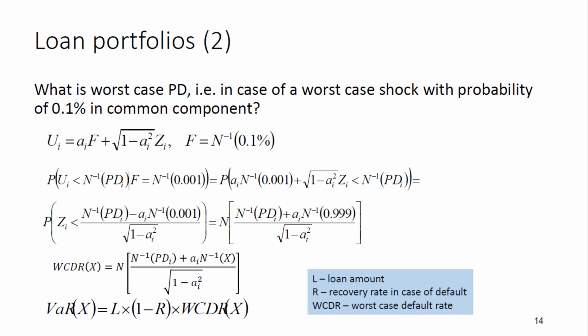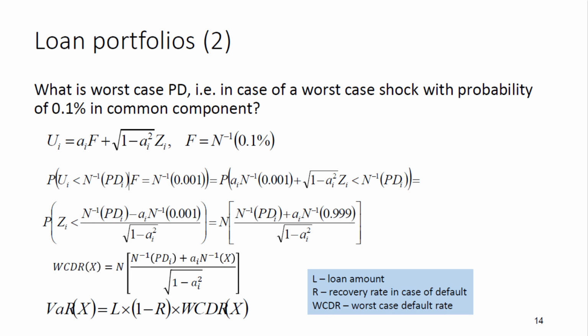And then it's calculated using the cumulative standard normal distribution function. In there is the inverse of the cumulative standard normal distribution function evaluated in the PD. There is a sensitivity for the common factor of asset i. There's the normal inverse of that very certain probability of 0.999, and you divide by the square root of 1 minus the sensitivity factor.